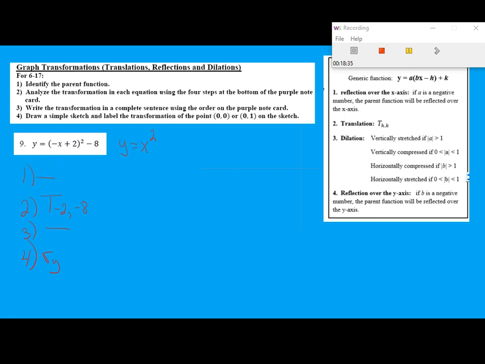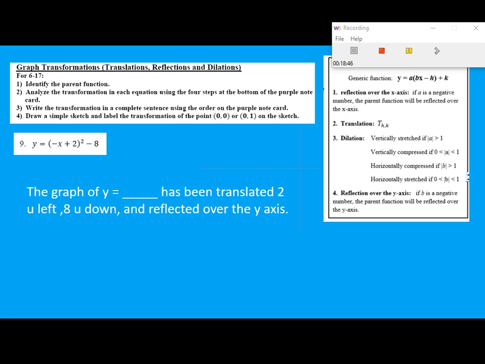Now I'm also going to start sketching these graphs so you can kind of see what happens, and then you can also check them on your calculator. So my sentence is going to look like this. The graph of y equals x squared has been translated 2 units to the left, 8 units down, and then reflected over the y-axis. So guys, let's sketch this one as we go.